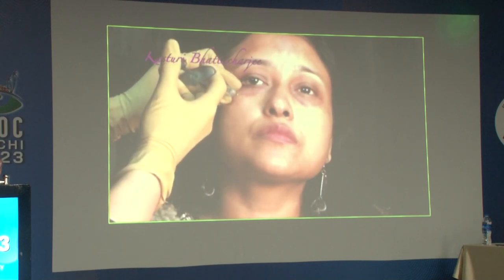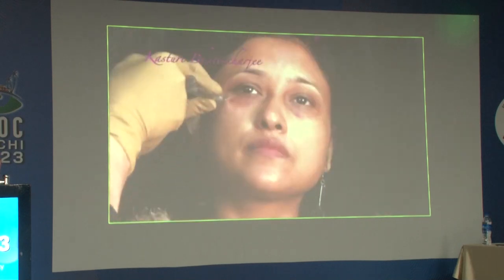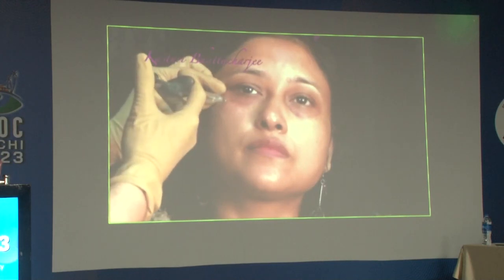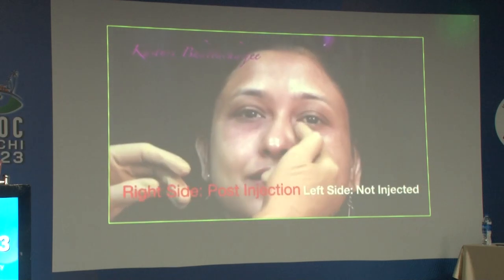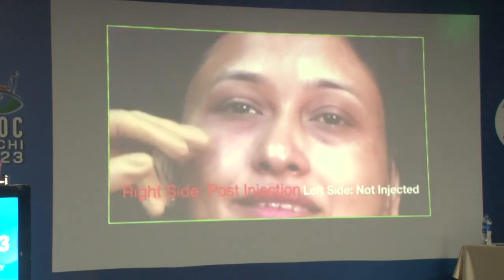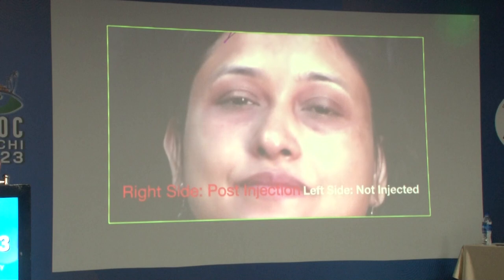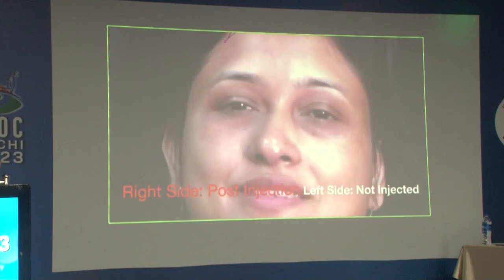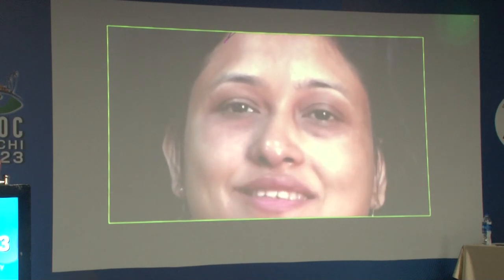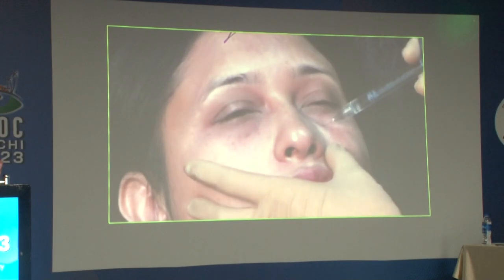You can see the right side I'm injecting. As I'm injecting along the periorbital rim in the region of the tear trough, which we say the classical 3 points, TT1, TT2, TT3, you see this concealing of the fat. Look to the left. On the left, you can still see the trough. You can see the fat, but on the right side, it has vanished. So you can see the results on the table.